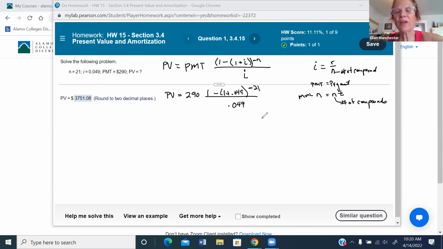Okay, so this is how you are going to do this. Again, just like with future value, do not round anything until the very, very last step. Hopefully you're noticing the instructions. Sometimes it says round to 2 places, sometimes it says round to the whole number, sometimes it says round to 3 places. So you have to pay attention to the instructions in MyMathLab, otherwise it will mark it wrong.